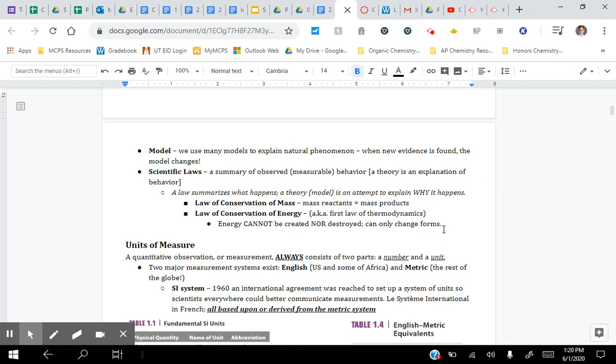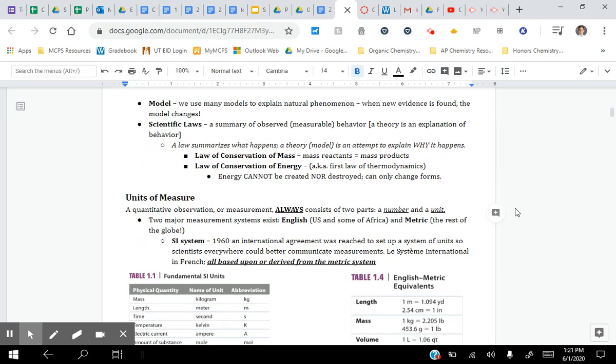A couple of laws to review. The law of conservation of mass. That means the mass of the reactants is equal to the mass of the products after a reaction is performed. Essentially, no mass can be created or destroyed. Same goes for energy through the first law of thermodynamics. It's very hard to control all of our variables, as we will see when we get to thermodynamics, but energy cannot be created or destroyed. It can only change forms.